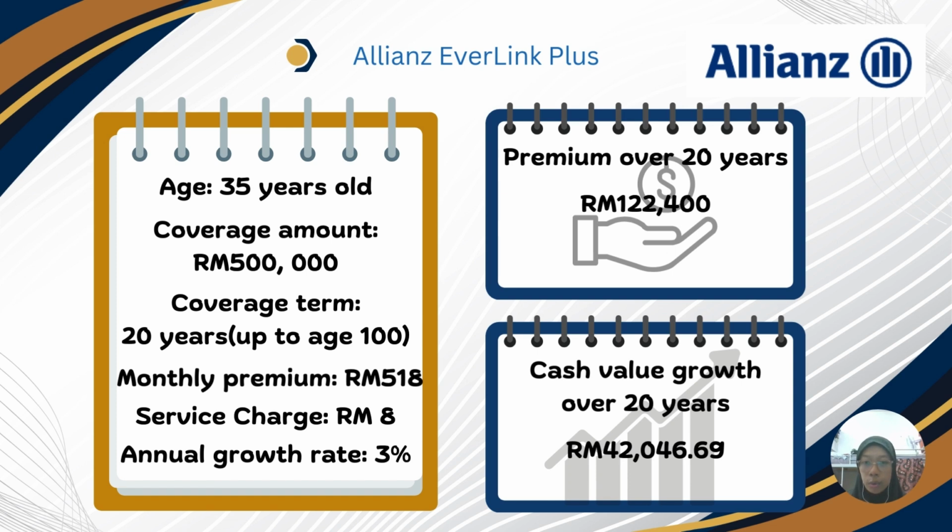So using this info, we can calculate the total premium over 20 years, which is 122,400 ringgit Malaysian. Whole life insurance builds cash value over time. Therefore, by assuming 3% annual growth rate, cash value over 20 years will become 164,446 ringgit and 69 cents. And by subtracting it with the total premium over 20 years, we will get the cash value growth over 20 years, which is 42,046 ringgit and 96 cents.